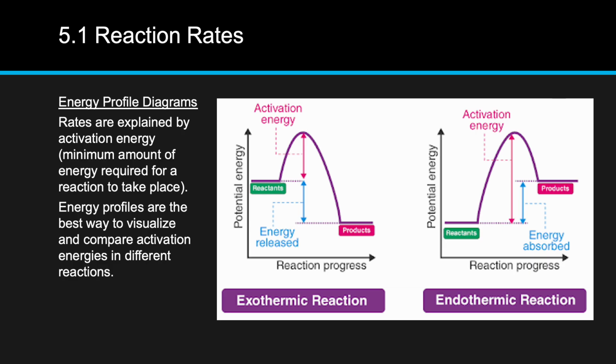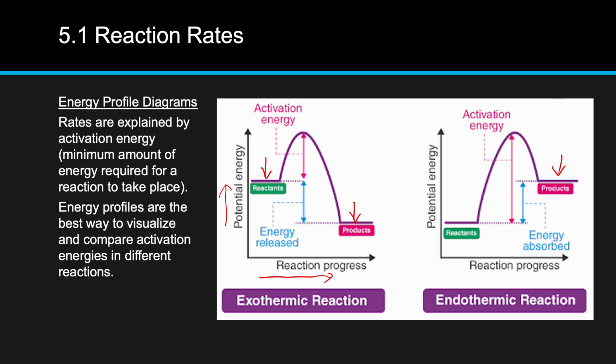Looking at these profile diagrams, we can see on the x-axis we have reaction progress. As time moves forward, we go to the right on that x-axis. And then on the y-axis, we have our potential energy. In an exothermic reaction, which means energy is released, our reactants are going to have more energy than our products because we're getting rid of energy. In an endothermic reaction, we're going to be absorbing energy, so it makes sense that our products have more potential energy than our reactants.